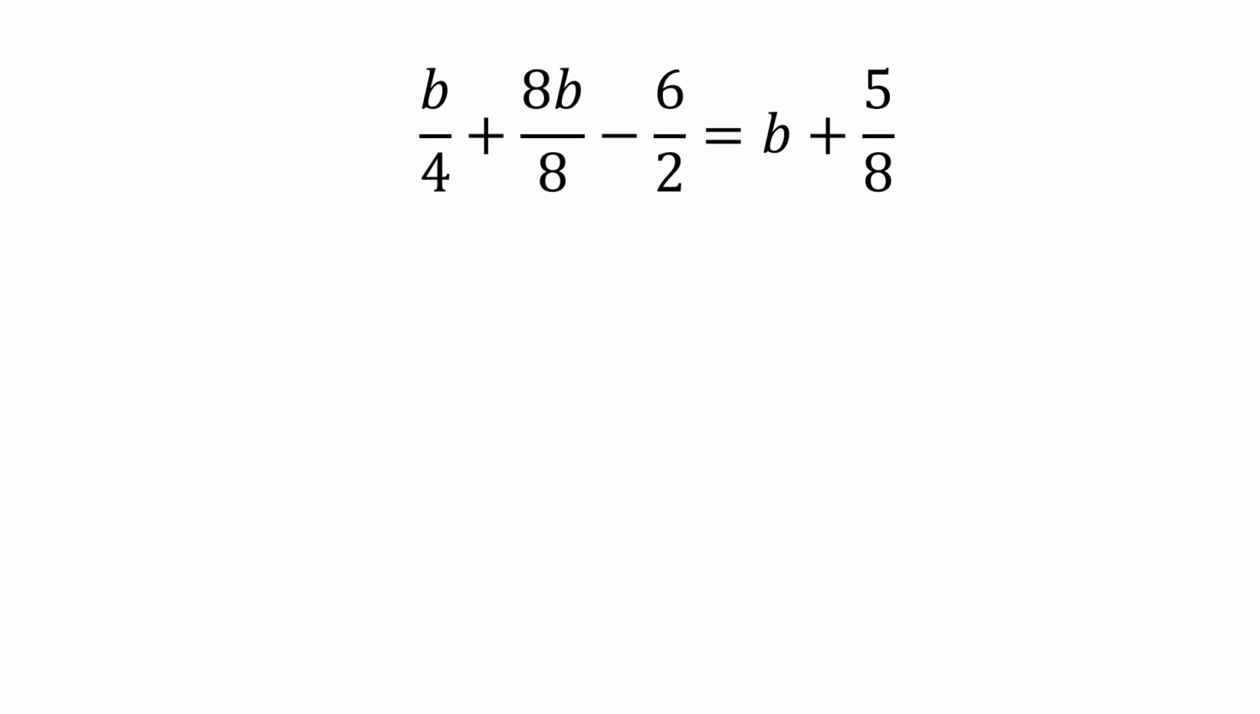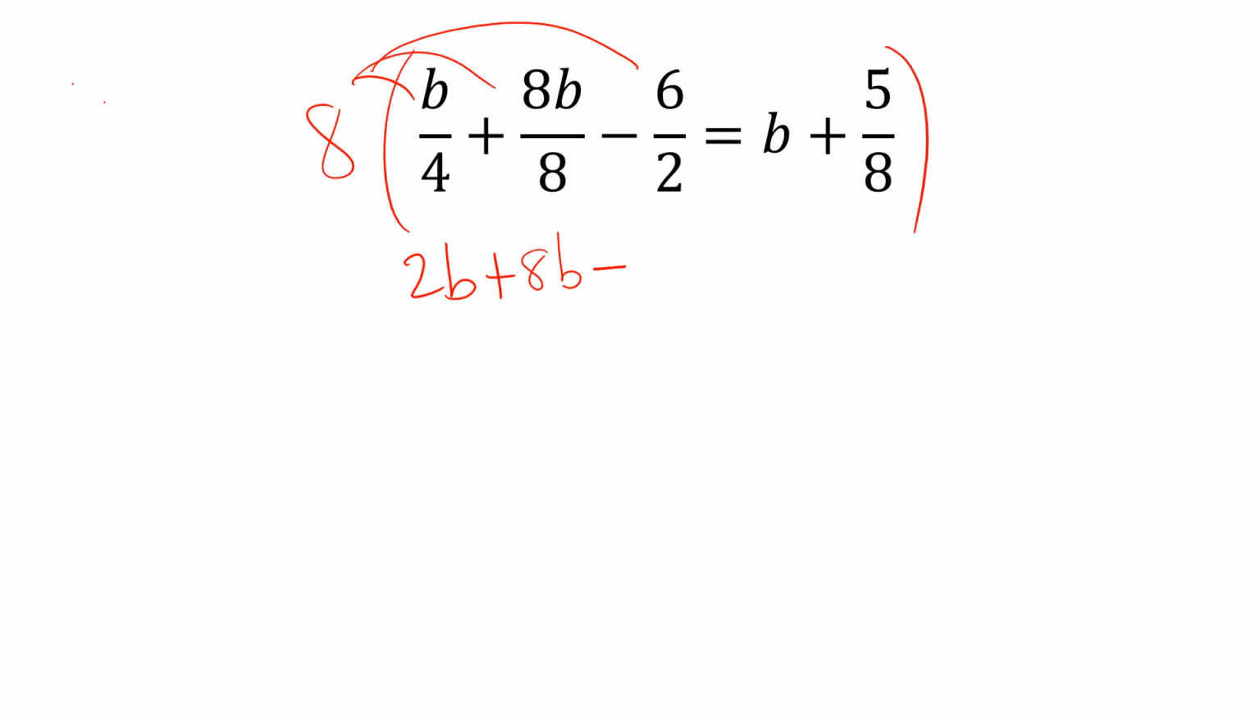Here's the next one. Okay, what I would do is just multiply by the least common denominator. What would that be? 8. So in this, 4 goes into 8 2 times, and 2 times b is 2b. The 8s would cancel, so that's 8b. Minus, one way would be 2 goes into 8 4 times, and 4 times 6 is 24. Or you could just recognize that 6 divided by 2 is 3, and 8 times 3 is 24.